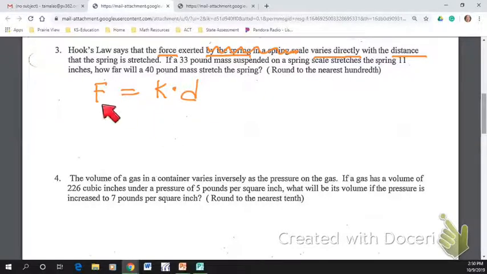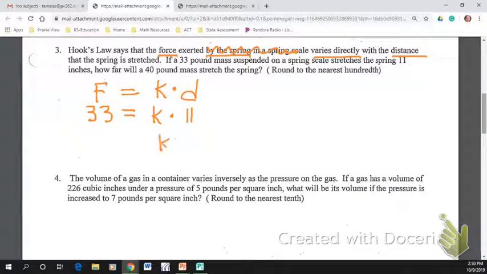Okay, so force is equal to constant times distance. Let's see what numbers they give me to plug in. They give me a 33-pound mass suspended on a spring scale, stretch the spring 11 inches. So when you look at the two numbers, the 33 and the 11, you should be able to figure out which one is the distance. Is 33 pounds a distance or 11 inches? 11. Okay, 11 has inches on it, and that's the distance. So you're going to know that the 11 goes there. You may not be familiar with forces if you haven't done physics, but they are measured in pounds, and that's where the 33 goes. So then I'm able to solve for K.